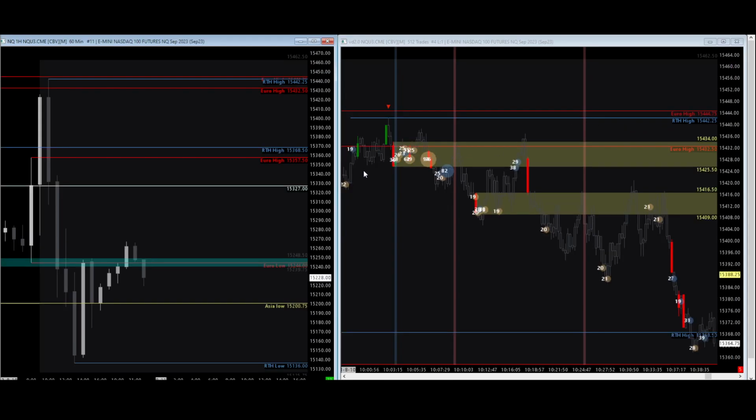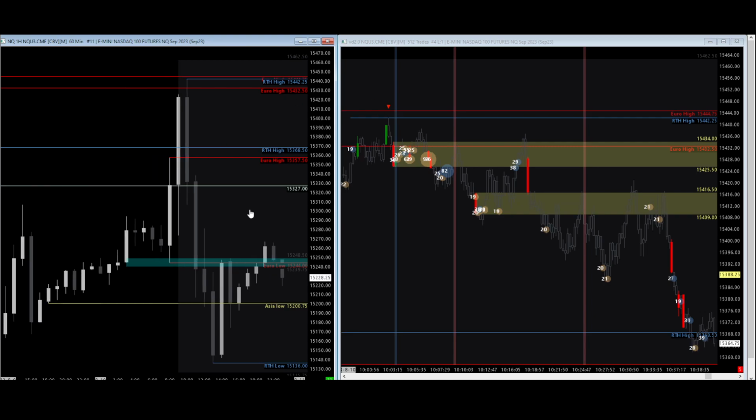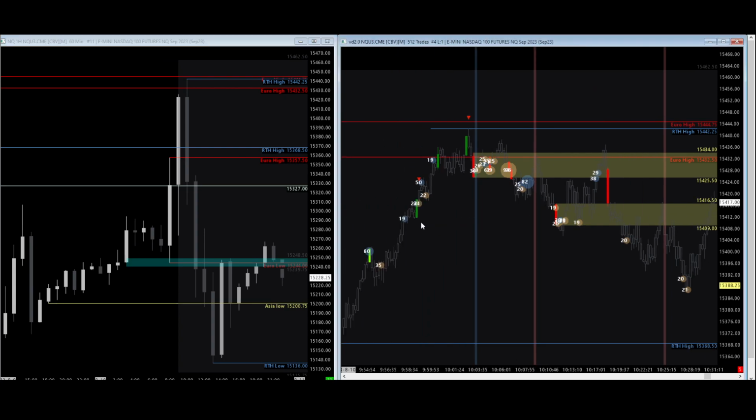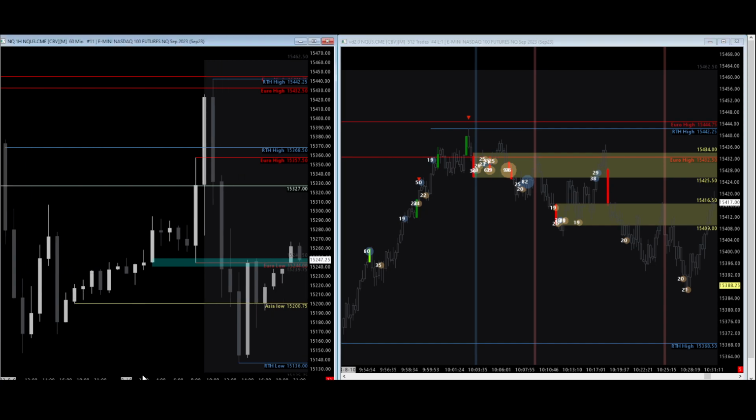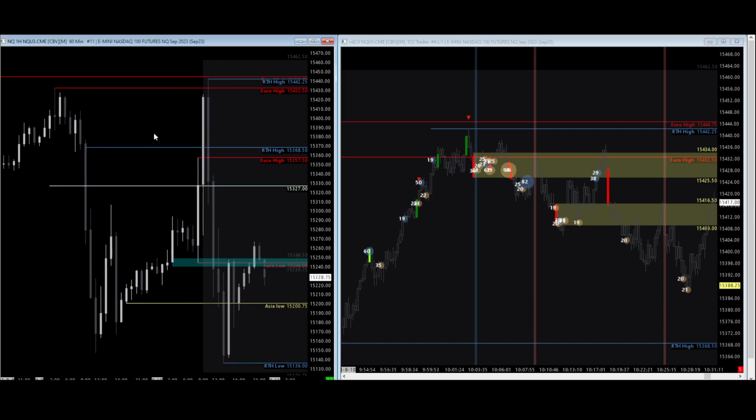Let's talk about the trade that we did take in the room, or that myself and others took in the room. As we came up to this untested Euro high, and again, I can't stress the importance enough of whether it's untested or tested, and these were cleanly untested, so prime places for liquidity sweeps.